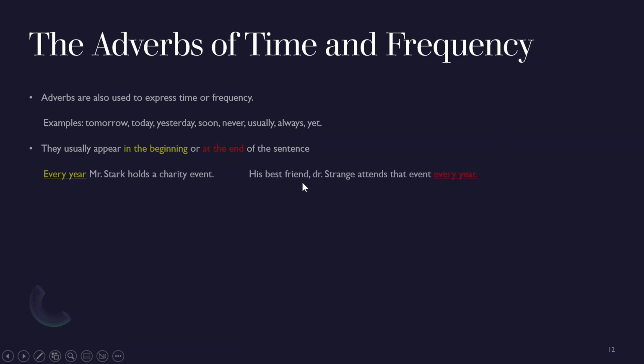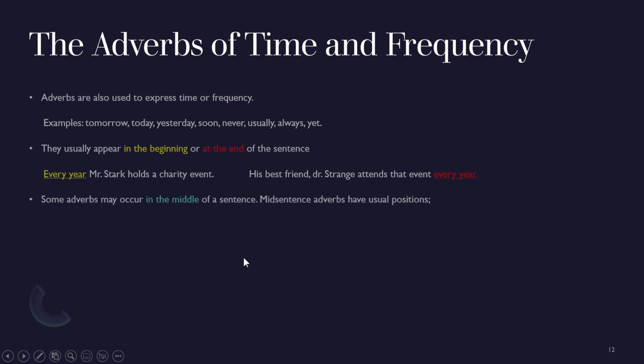Look at these two sentences. Every year, Mr. Stark holds a charity event. His best friend, Doctor Strange, attends that event every year. It's a habitual activity, right? Because it happens every year. Now, the adverbs of time can be placed at the beginning of the sentence, like in the first example, or at the end of the sentence, in the second example.